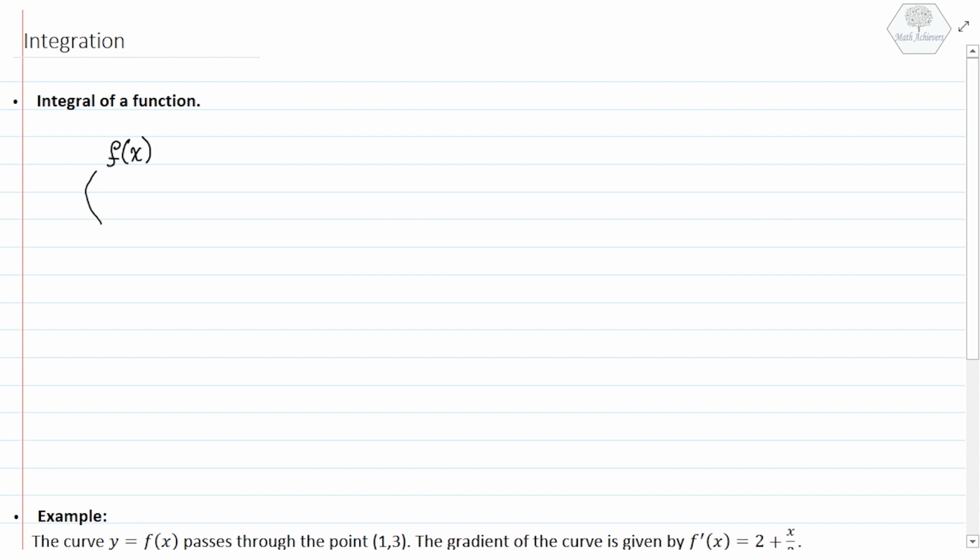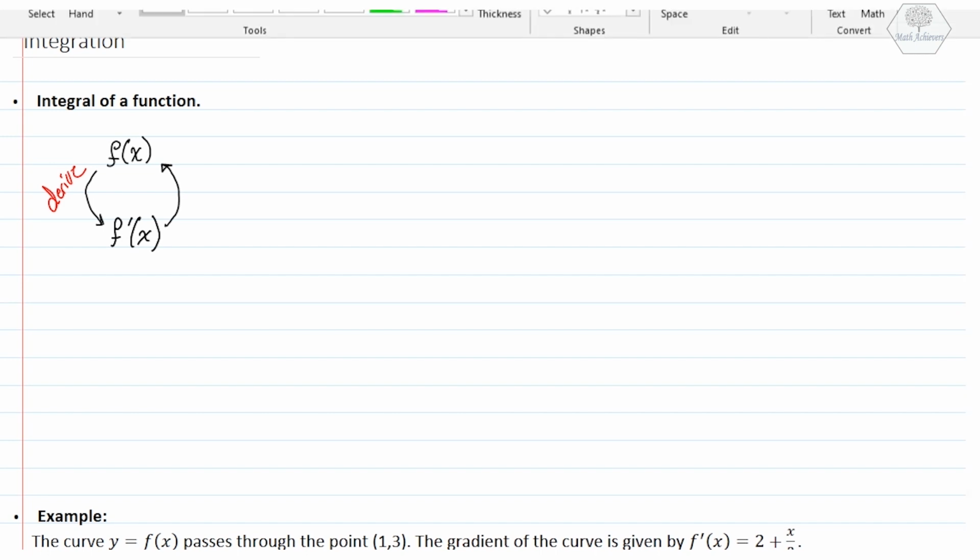If we derive f of x, we get f prime of x. So in order to have f prime of x, we derive. So we find the first derivative using differential calculus. But what if we want to return f prime of x to f of x again? The process that makes f prime of x return to f of x is called the antiderivative.